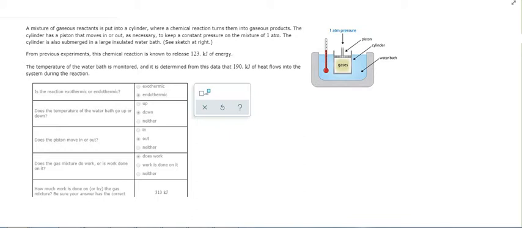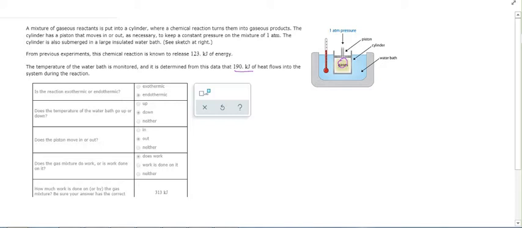From previous experiments, this chemical reaction is known to release 123 kilojoules of energy, and then the temperature in the water bath is monitored, and it's determined that 190 kilojoules of heat flows into this system right here during the reaction. Now, I already answered these in Alex, but I thought it was good just to explain to you what it is that I did.